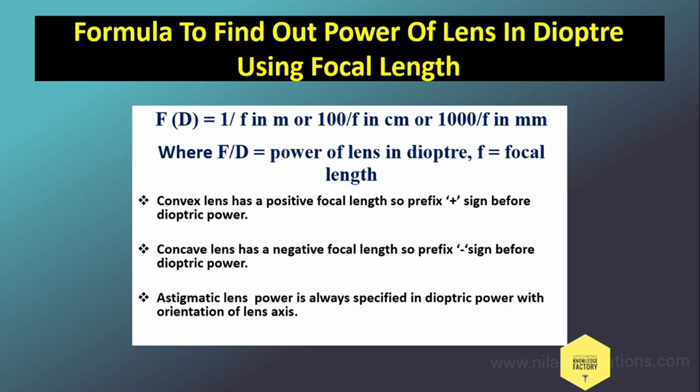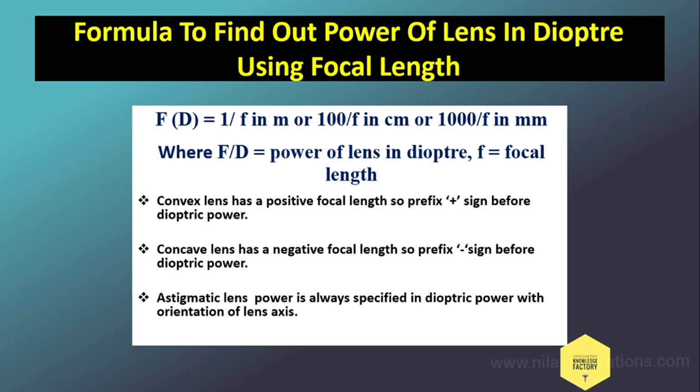Formula to find out the power of a lens in diopter using focal length. If the focal length is given in meter, the formula is 1 by f. If it is in centimeter, the formula becomes 100 by f. If the focal length is in millimeter, the formula becomes 1000 by f.